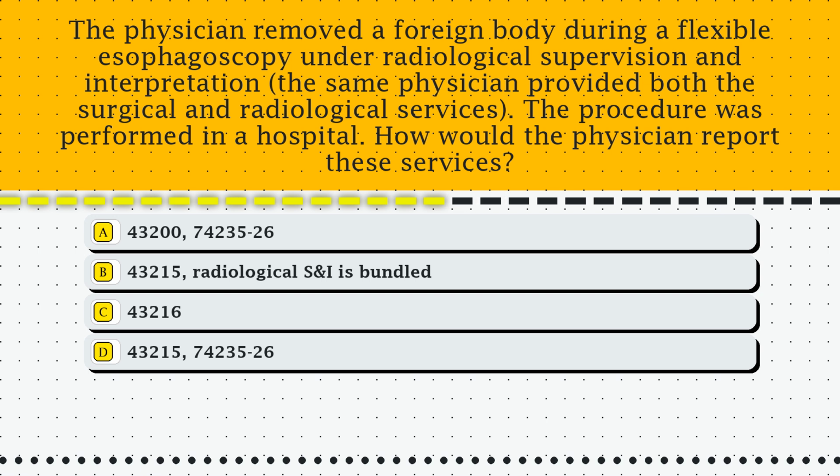Option A, 43,200, 74,235 to 26. Option B, 43,215, radiological S and I is bundled. Option C, 43,216. Option D, 43,215, 74,235 to 26.